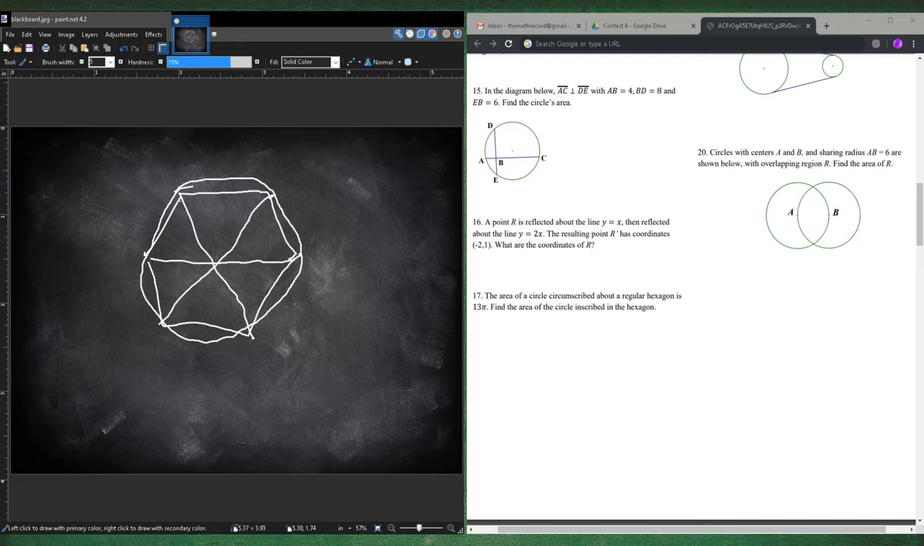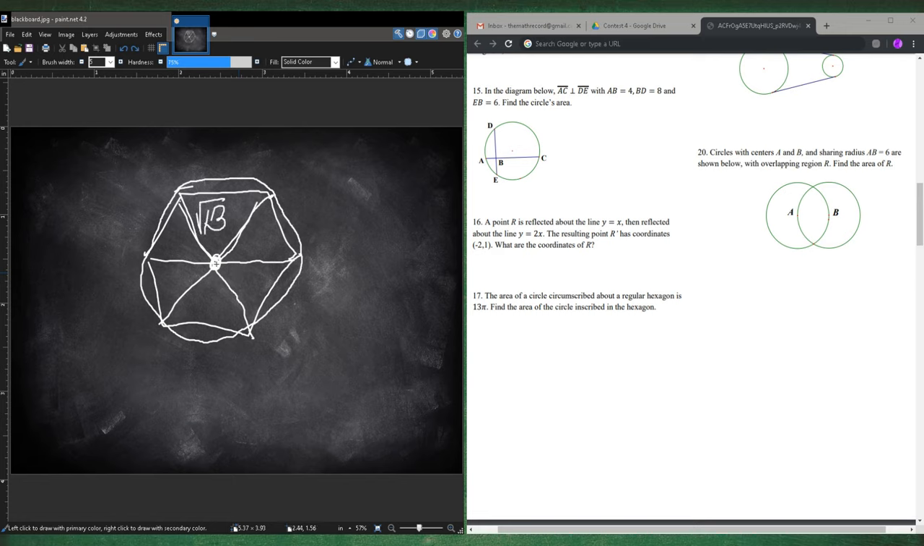Since the area of the circle is 13 pi, and the formula for a circle is pi radius squared, that means the radius is equal to square root 13. So that's how I know. Since a hexagon has a point right here in the middle, technically the six half diagonals are all square root 13.